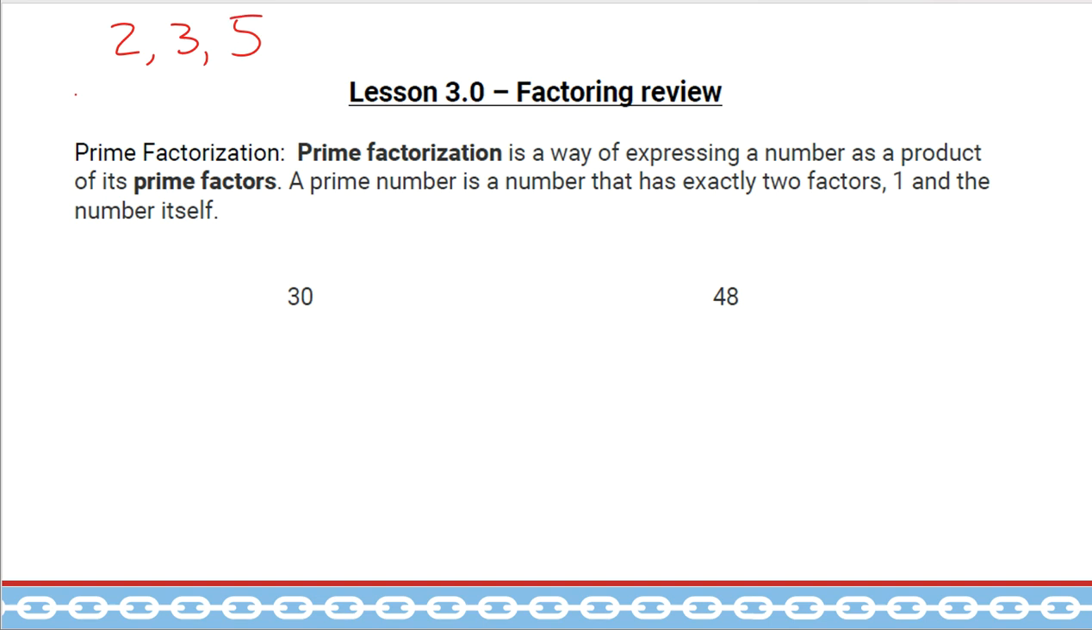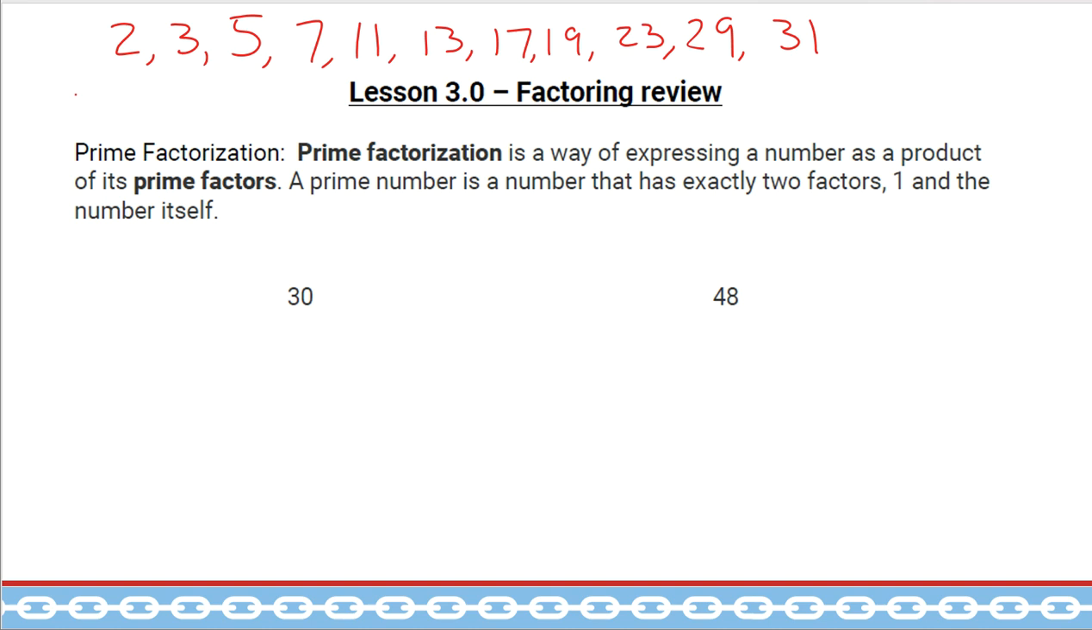5, 7, 11, 13, 17, 19, 23, 29, 31. Okay, those are some examples of prime numbers. 1 is not prime because it only has one factor. It's an anomaly. It has just one factor, so it is neither prime nor composite.